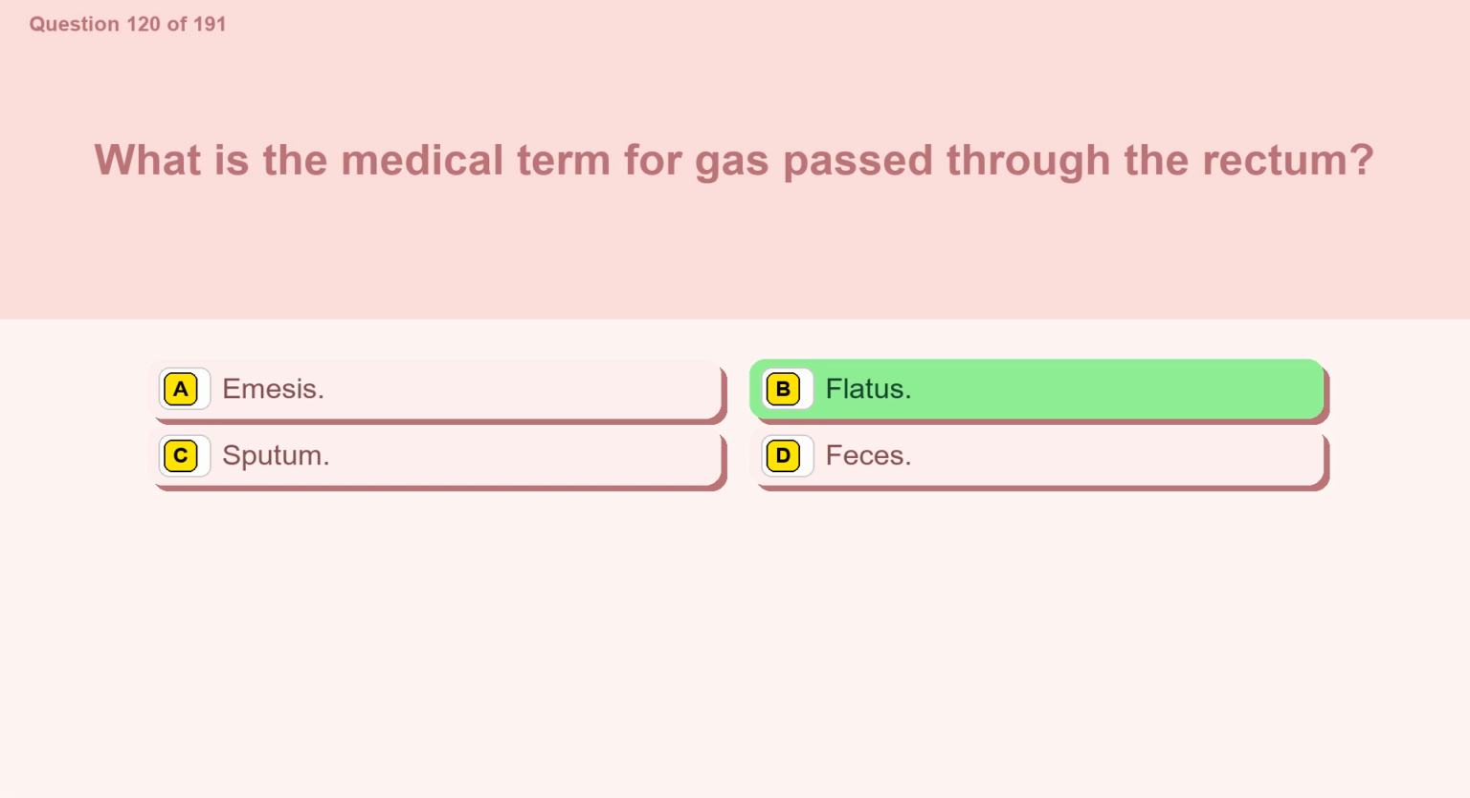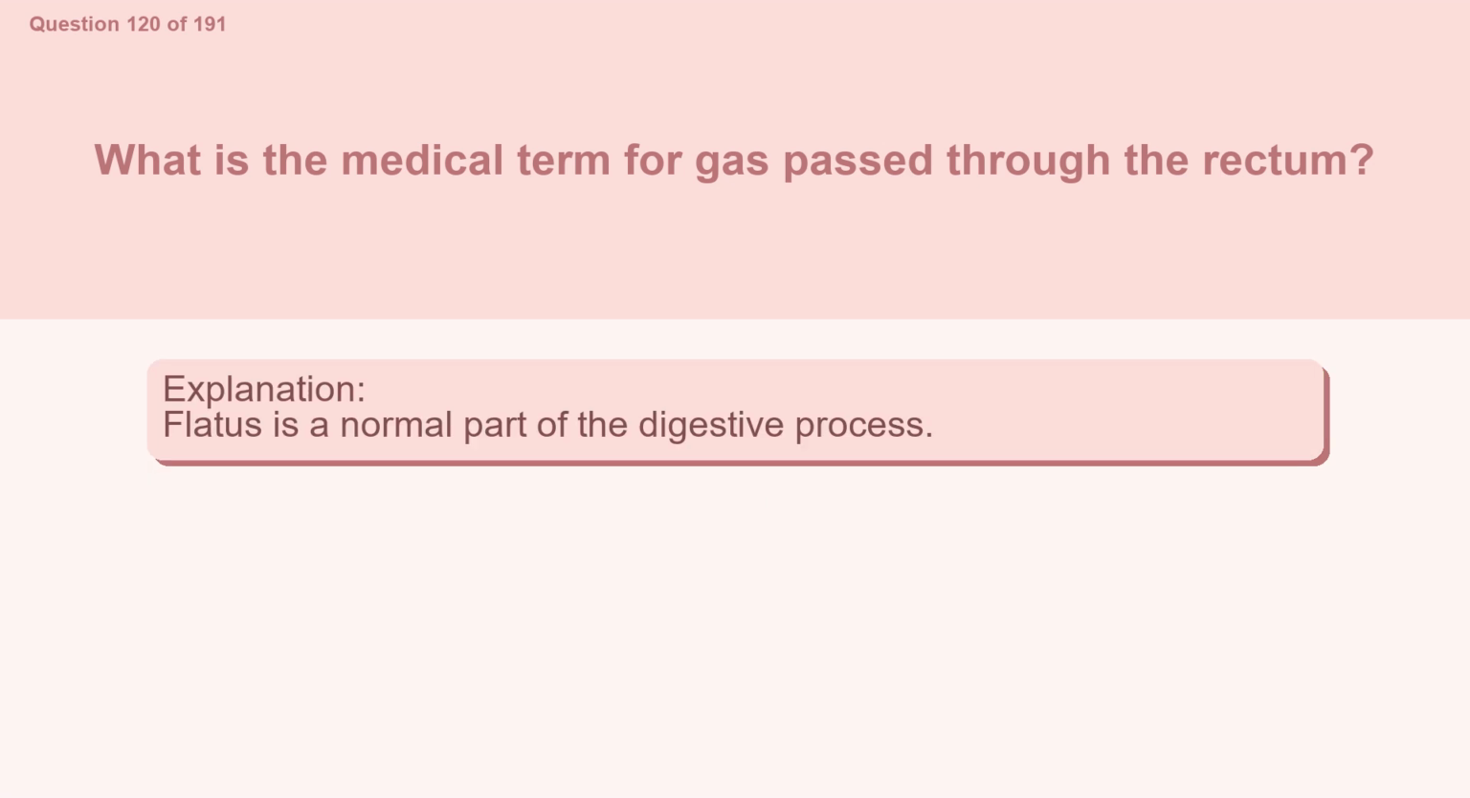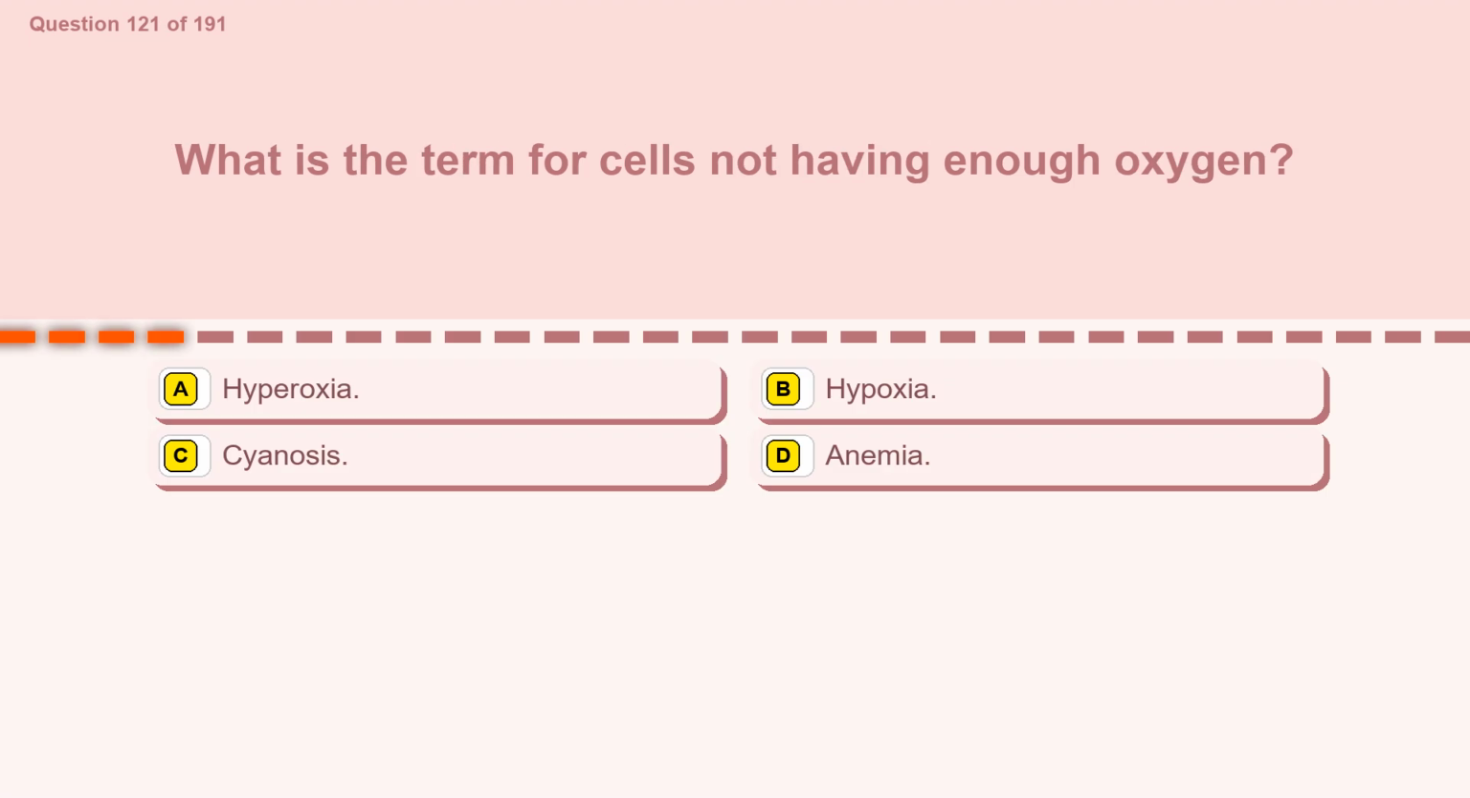The correct answer is option B, flatus. Flatus is a normal part of the digestive process. Question 121. What is the term for cells not having enough oxygen? Option A, hyperoxia. Option B, hypoxia. Option C, cyanosis. Option D, anemia.